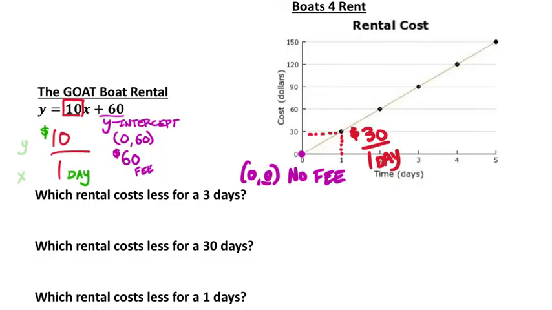Okay, so right here we have no fee to start with, but it's $30 per day. Let's go back and compare that with the GOAT boat rental. So the GOAT boat rental, boom, $60 just for some kind of initial fee, but they're charging a lot less per day, right? $20 less per day. So if we think about this, we should know that if we're going to rent for fewer days, then it's likely that boats for rent should be cheaper, right? But if you start renting for longer periods of time, because of the low rate at GOAT boat rental, it's going to end up being cheaper.